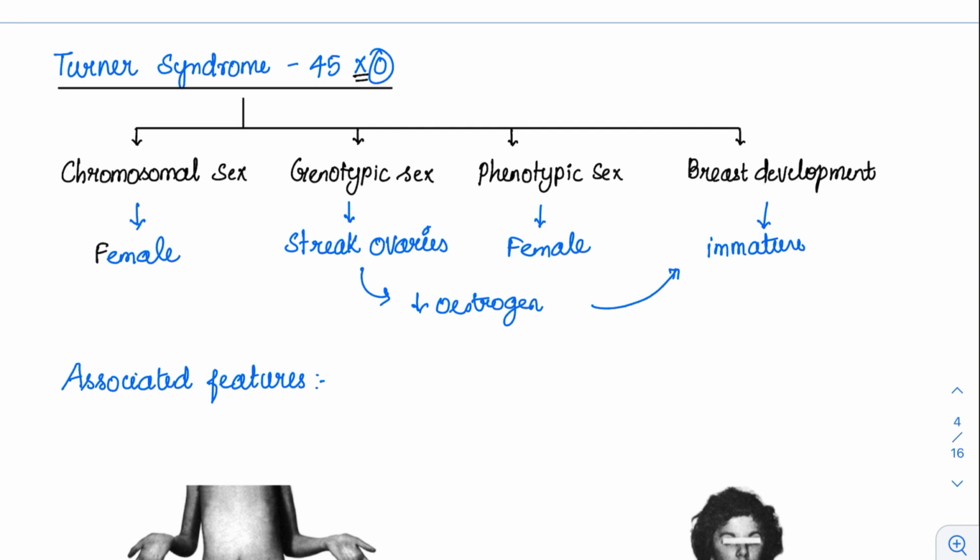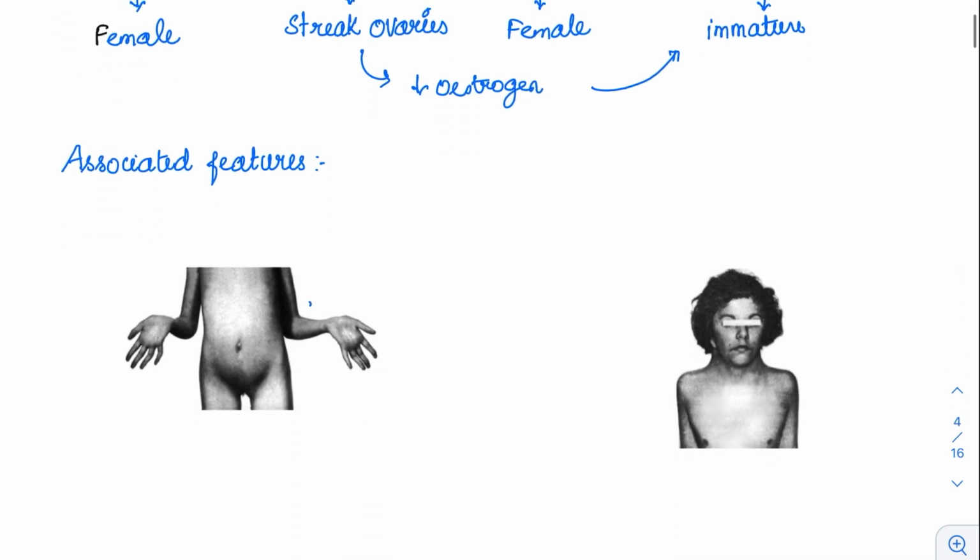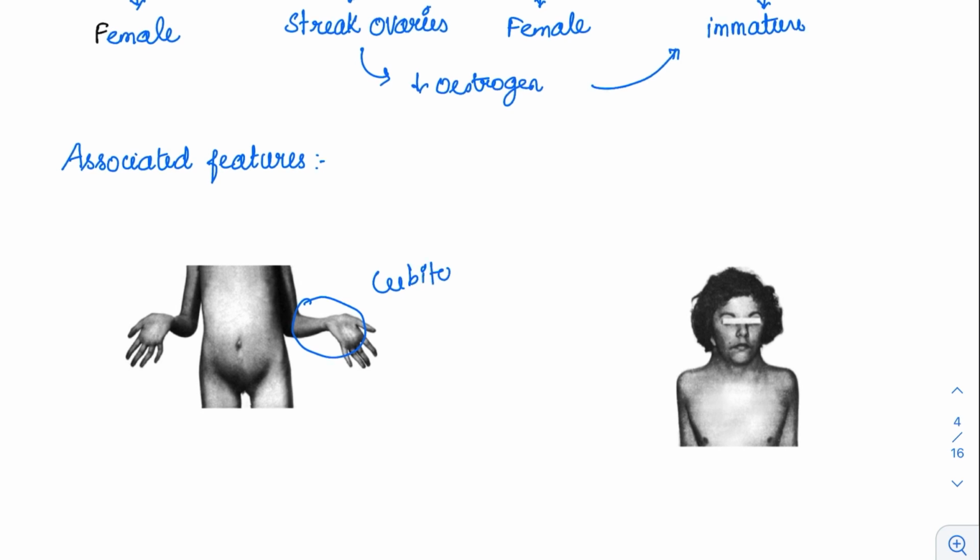And associated features will be there. In the question also, they will obviously give you this picture or the associated features along with these examples. So what are the associated features? As you can see here, it is cubitus valgus. The hand will be a little deviated. That is called cubitus valgus. Other than that, the person will have a webbed neck. As you can see from this diagram, there is webbed neck appearance. So these are the two classical features seen in a case of Turner syndrome.